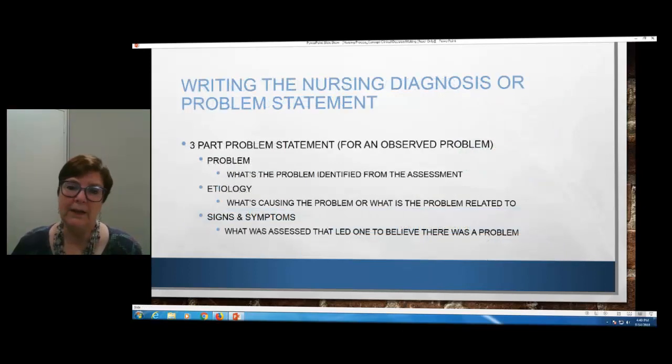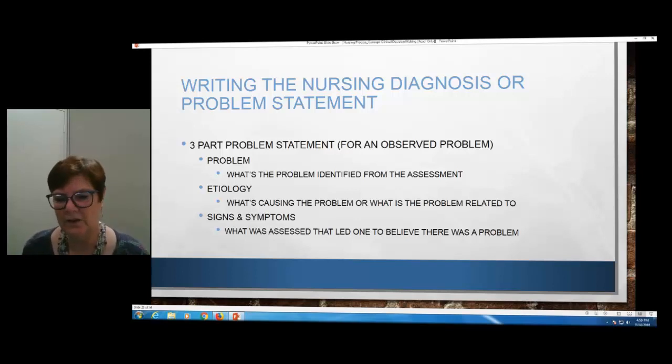But then when we get to a three-part problem, there is a problem there that we've identified. We have what's causing the problem, and then we do need to have what was assessed or what led one to believe there was a problem. That would be your defining characteristics. You have to have an etiology. I don't think I explained that well enough when we were talking about that a few minutes ago.